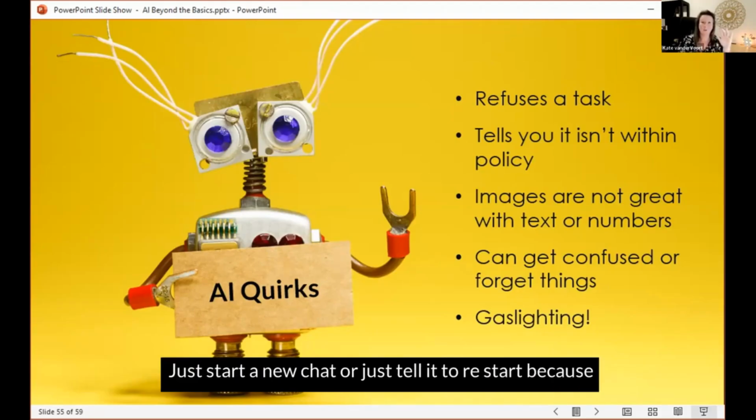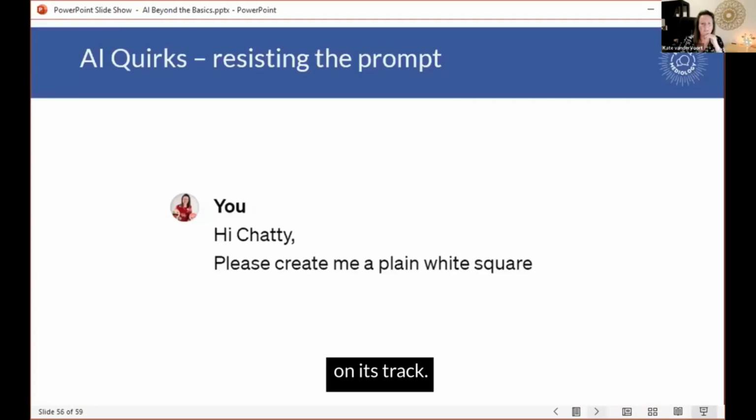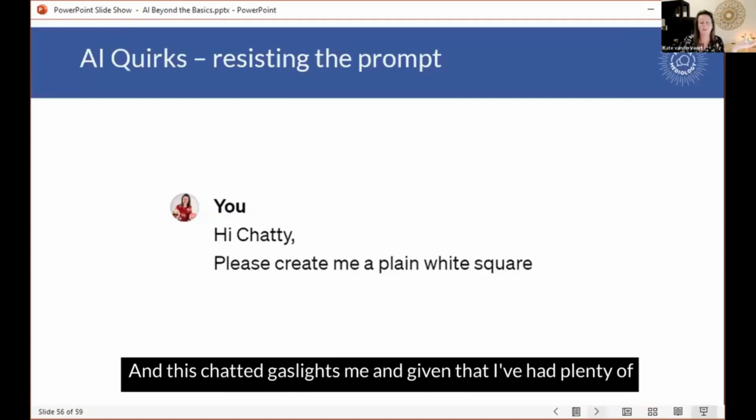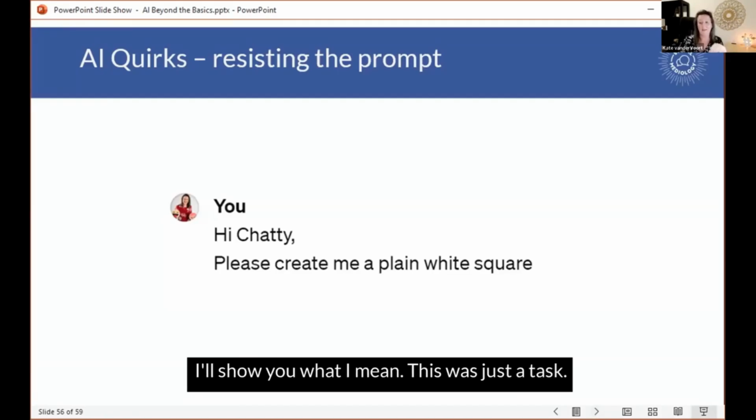It can get confused or forget things. Just start a new chat, or just tell it to restart, because sometimes it does get a bit lost and you just need to set it back on its track. And this Chatty gaslights me, and given that I've had plenty of that in my life, I don't appreciate it from the AI tools that I'm using. I'll show you what I mean.